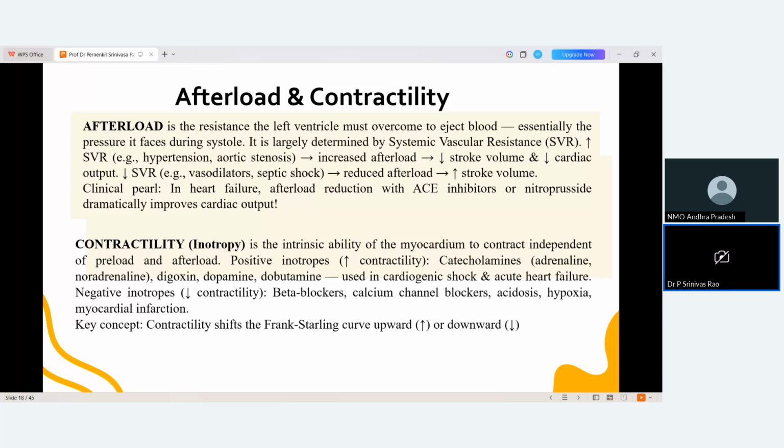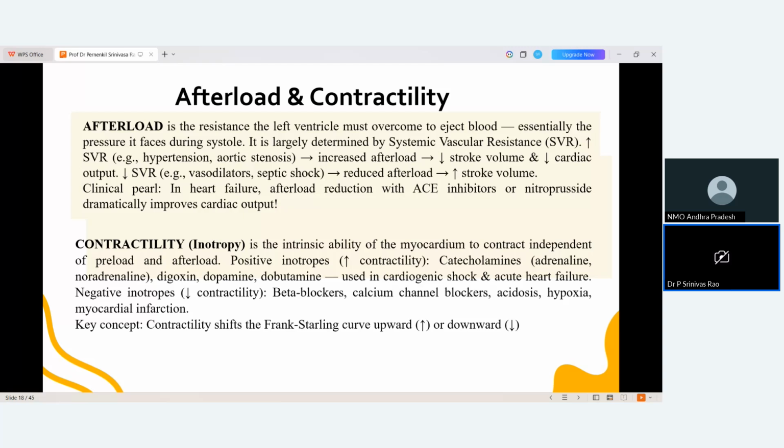The last part I told you is contractility, inotropy. What is inotropy? The intrinsic ability of the myocardium to contract independent of preload and afterload. That means, in spite of the preload and afterload, the heart can contract by itself, because it has the property of contractility. Properties of the cardiac muscle is also an important question for you. It can be asked as a 5-mark question. The electrical property, contractility, everything you have to write.